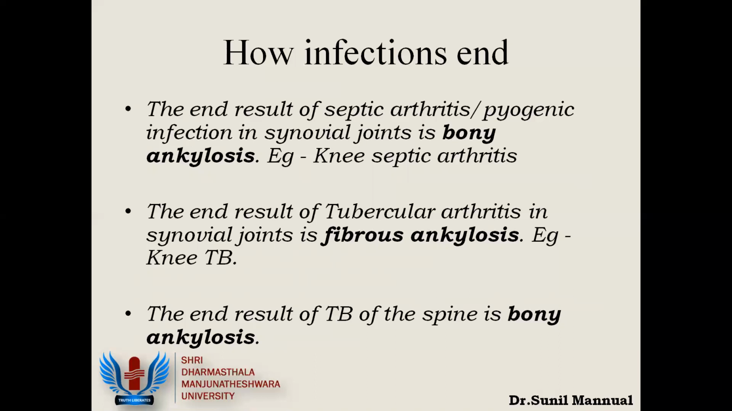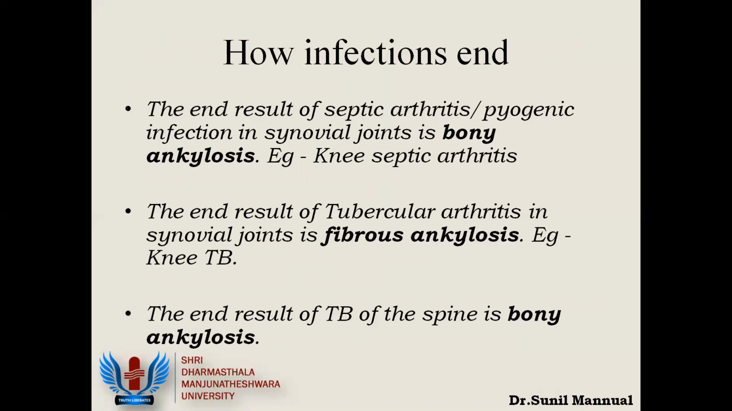Okay, so the first sentence says the end result of a septic arthritis or pyogenic infection. What do I mean by septic arthritis or pyogenic infection? Septic arthritis means infection with bacteria other than tuberculosis. So most commonly it is Staph aureus. So the end result of a septic arthritis or a pyogenic infection in a synovial joint is bony ankylosis. That is fusion of the bone with end-to-end bone connectivity. So this happens in septic arthritis, like in knee septic arthritis, hip septic arthritis, you will have a bony ankylosis.